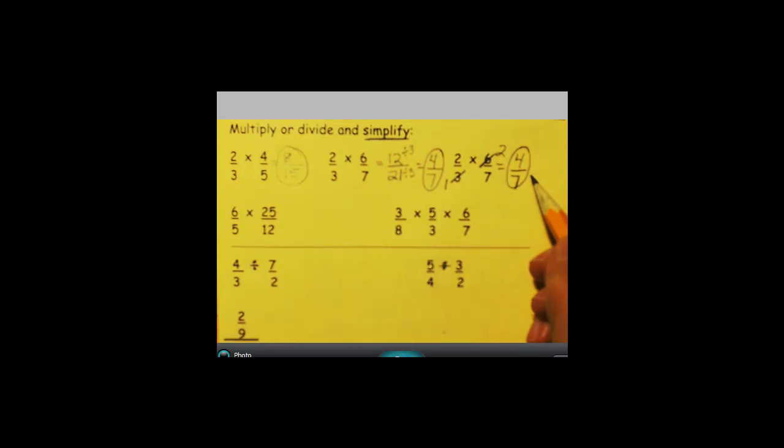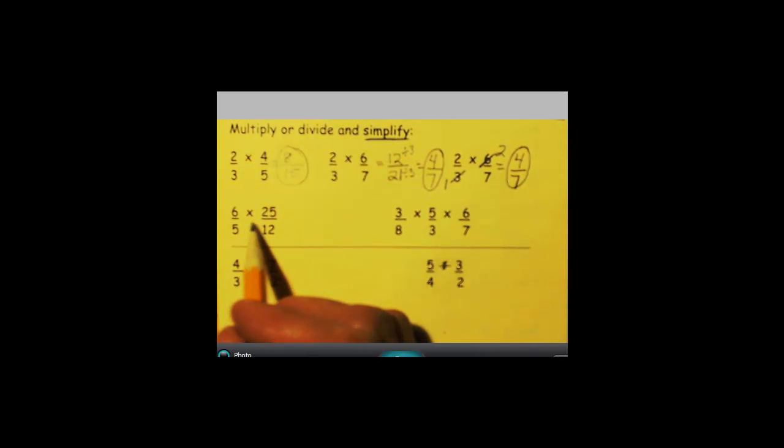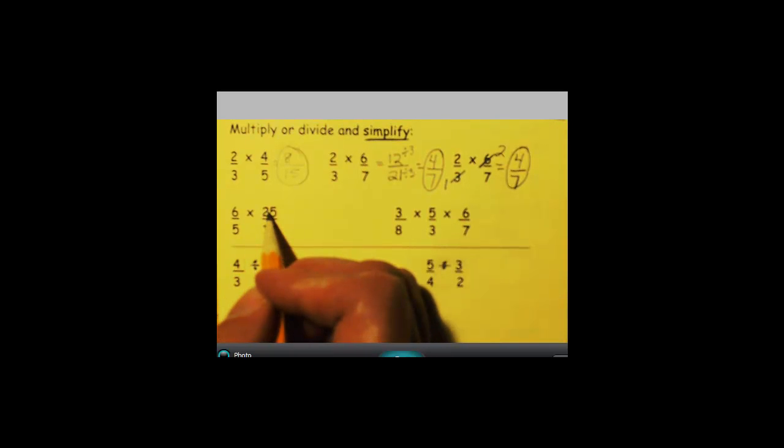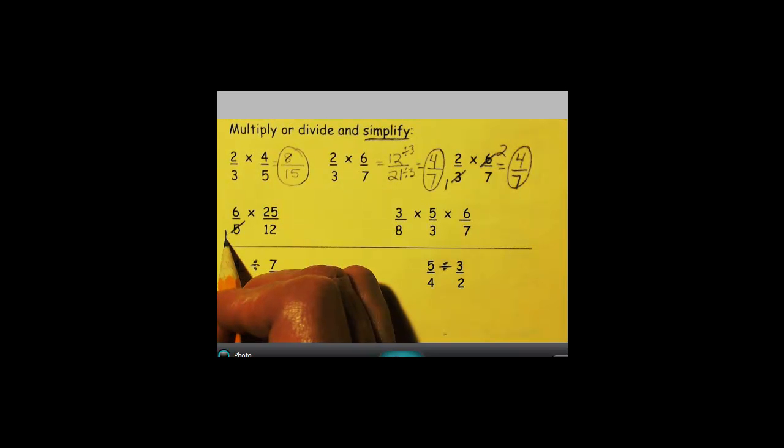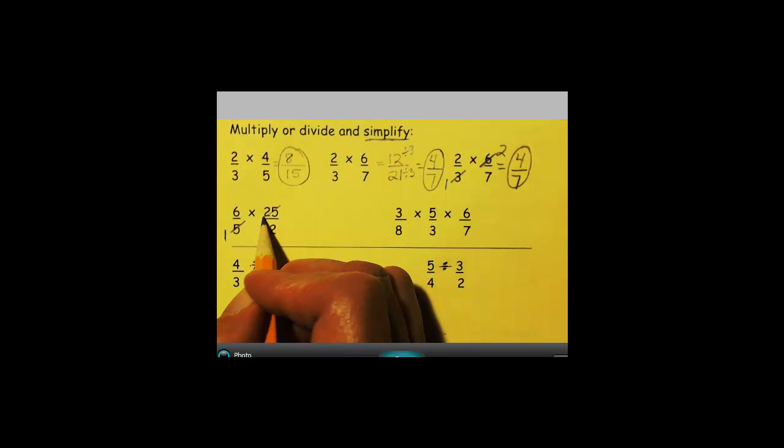That doesn't seem like a very big deal there, but as we get to more complicated problems, reducing first keeps your numbers small. So looking at this one here, who wants to multiply 6 times 25 and then 5 times 12 and then take those outcomes and try to find common denominators? We can reduce originally. So diagonally, we've got 5 and 25. We can say 5 divided by 5 gives us 1. 25 divided by 5 gives us 5. So we reduce that 5 from both numerator and denominator right out of the gate.